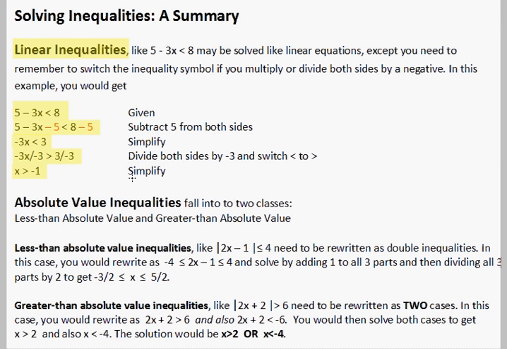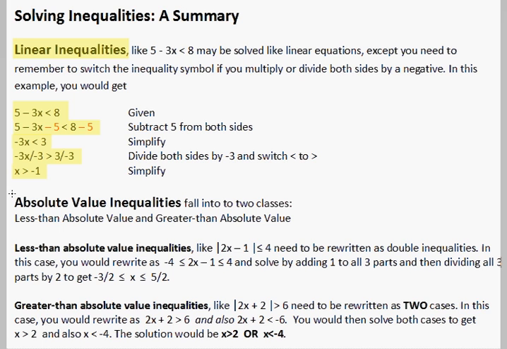So in summary, to solve linear inequalities, you solve them just like an equation. You add or subtract from both sides, and you multiply and divide both sides by the same quantity. But if you divide both sides by a negative, or you multiply both sides by a negative, you switch the inequality sign. Otherwise, you don't switch the inequality.